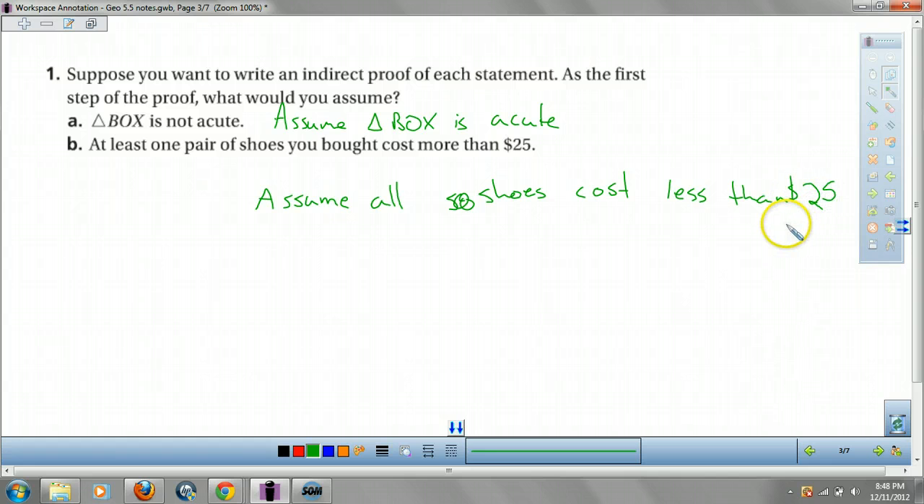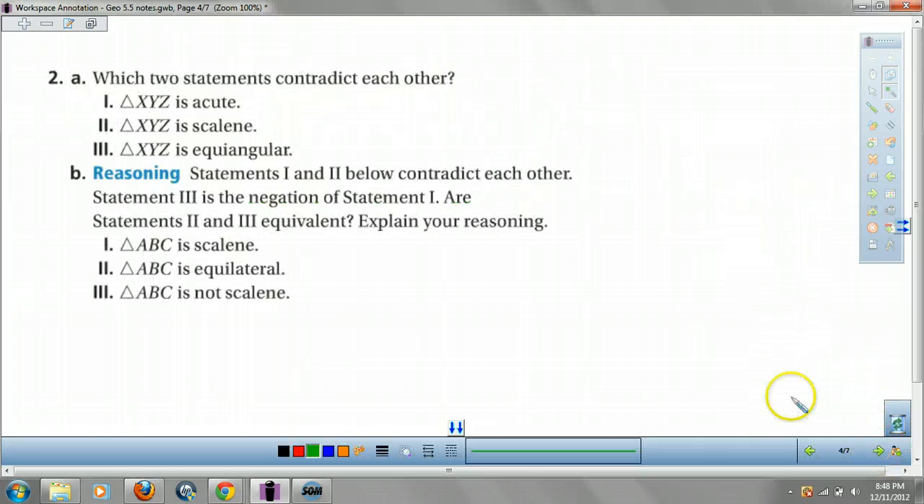That's how you do it, guys. Opposite, opposite, opposite. Outward and forward.